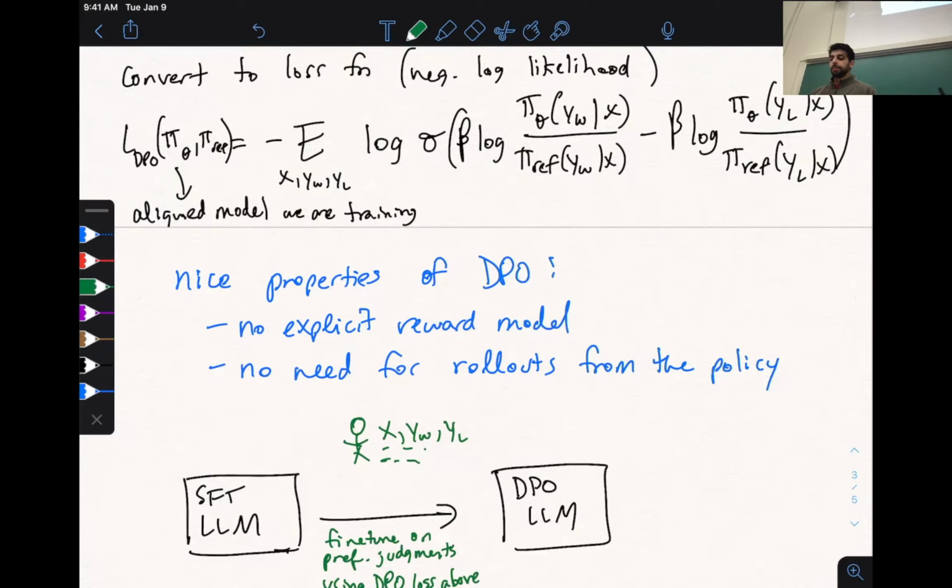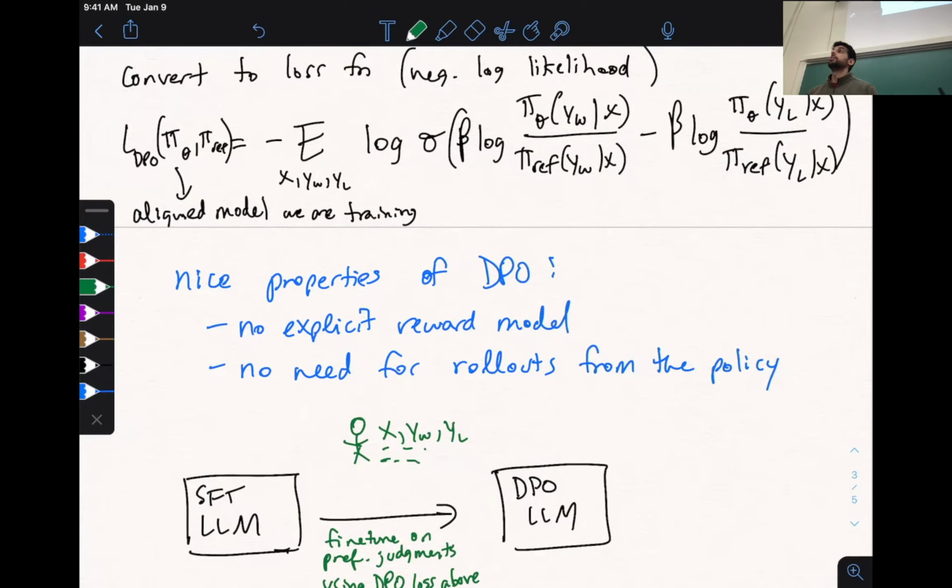The RLHF objective is, and the preference judgment data sets are similar, maybe 10K ish, and if you're doing RLHF, you would save 10 or 20K more for the rollouts during the third step. But during DPO, you don't do that, so you just have the preference judgments.